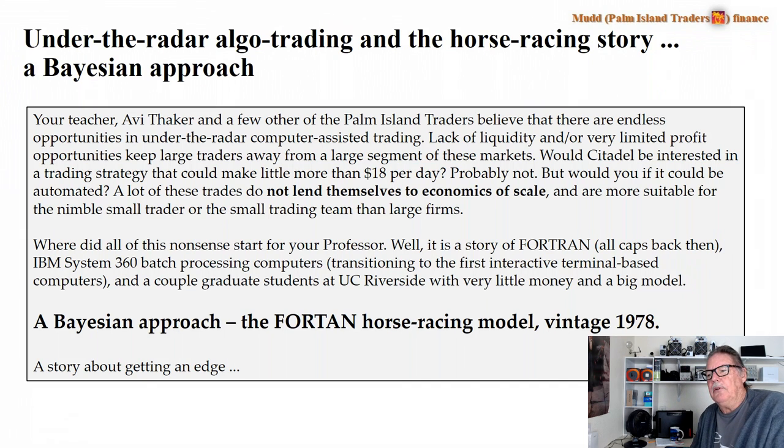And so this is a lecture that I've always entitled A Bayesian Approach, the Fortran Horse Racing Model, Vintage 1978. And the one takeaway that I want you to understand about this, which is why we're calling it a Bayesian model, this is a story about getting an edge. This is a story about getting an edge.